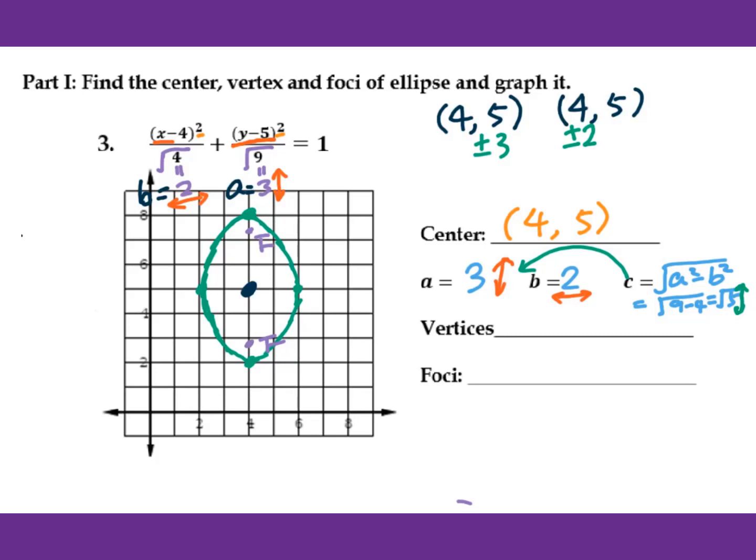For foci, I still write down (4, 5). That's plus or minus square root of 5 up and down, so go to the y coordinate. Then I will figure that out by doing the calculation. (4, 5 plus 3), that's (4, 8). Then (4, 5 minus 3) is (4, 2).